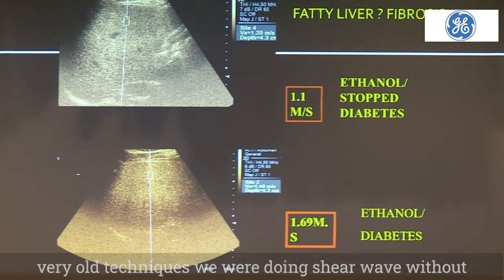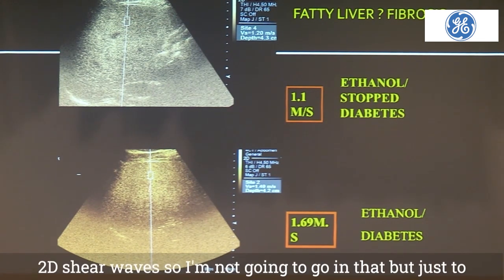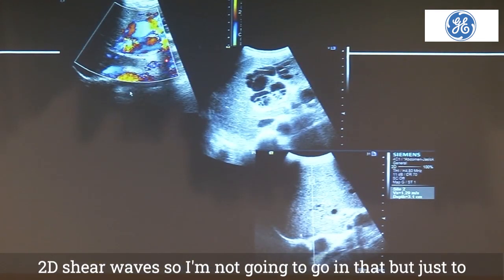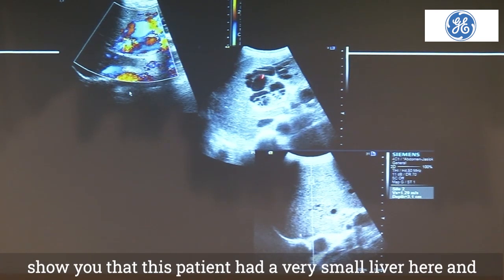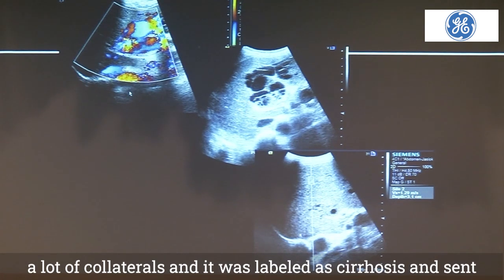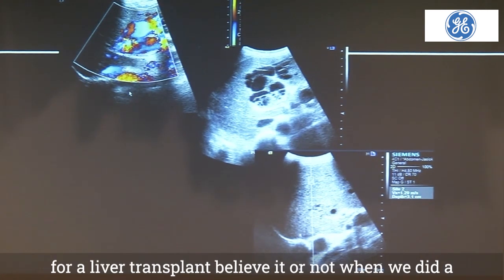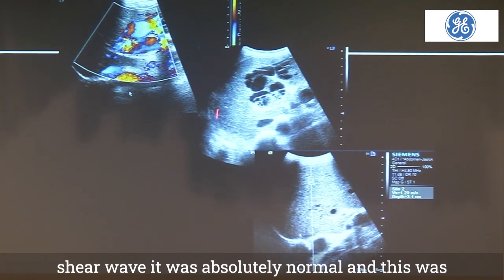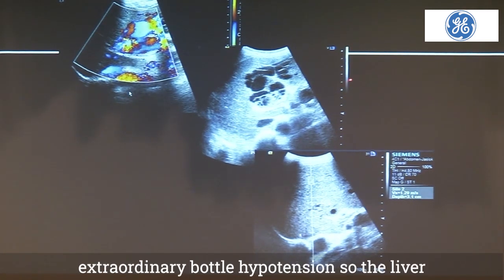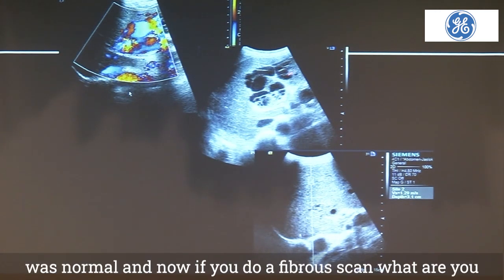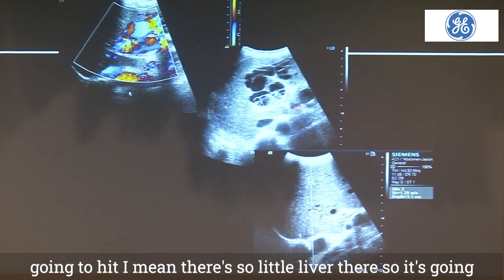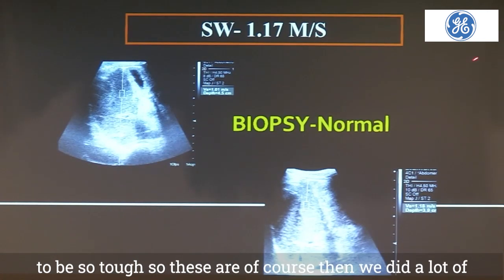So this was our very old technique. We were doing shear wave without 2D shear wave, so I'm not going to go into that. But just to show you, this patient had a very small liver here and a lot of collaterals, and he was labeled as cirrhosis and sent for a liver transplant, believe it or not. When we did a shear wave, it was absolutely normal, and this was extrahepatic portal hypertension. So the liver was normal, and now if you do a FibroScan, what are you going to hit? There's so little liver there, so it's going to be so tough.